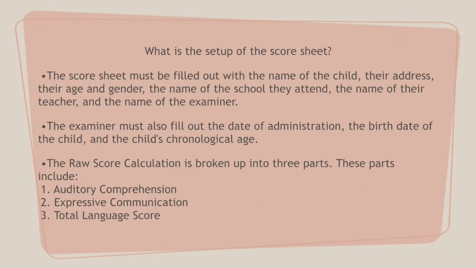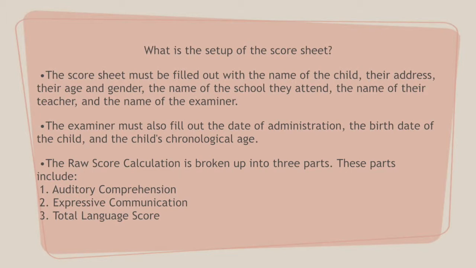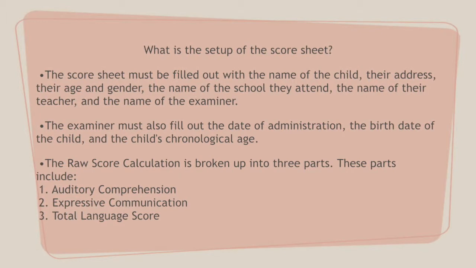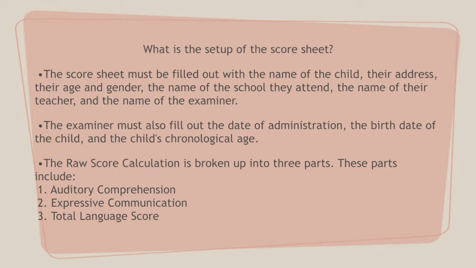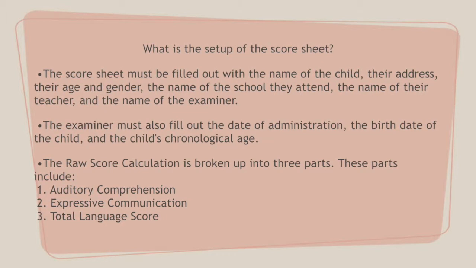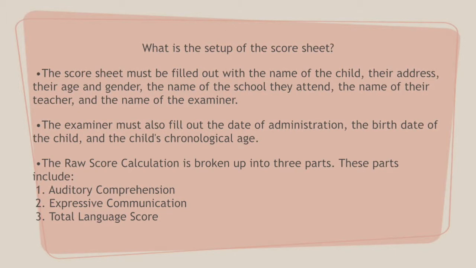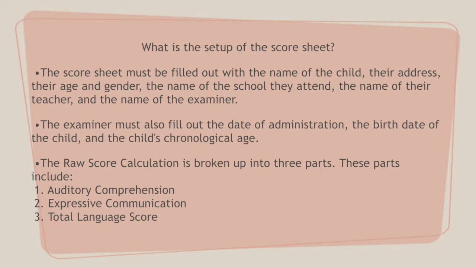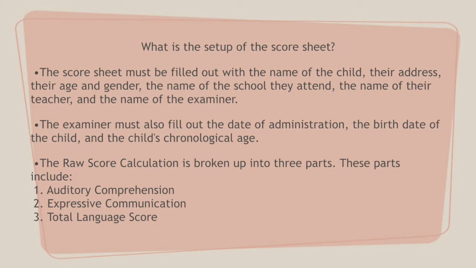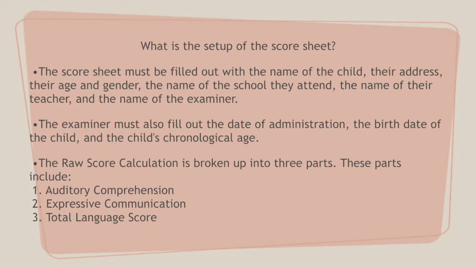What is the setup of the score sheet? The score sheet must be filled out with the child's name, address, age and gender, the name of the school they attend, the name of their teacher, and the name of the examiner. The examiner must fill out the date of administration, the birth date of the child, and the child's chronological age. The raw score calculation is broken up into 3 parts: auditory comprehension, expressive communication, and total language score.